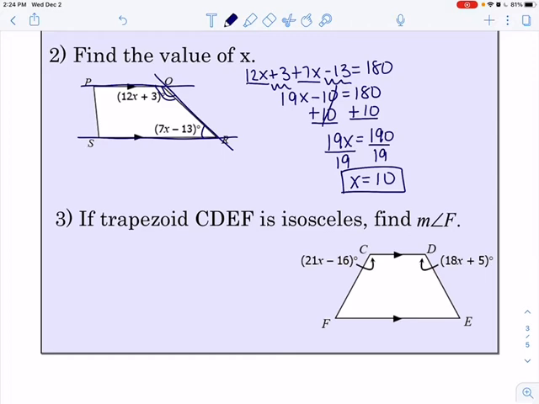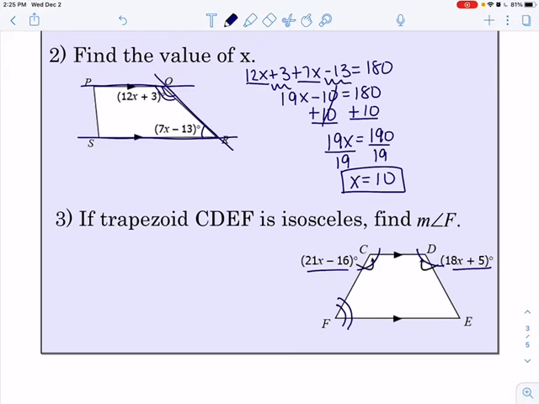Hey, now let's switch to an isosceles trapezoid. So now if trapezoid CDEF is isosceles, we want to find the measure of angle F here in the end. So again, we need to be careful. I'm only given something about angle C and angle D, and because this figure is an isosceles trapezoid, that means that those two angles are going to be equal.